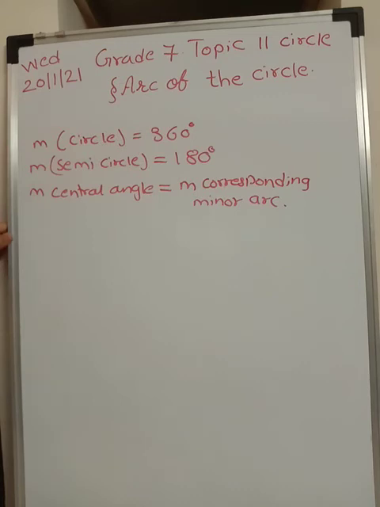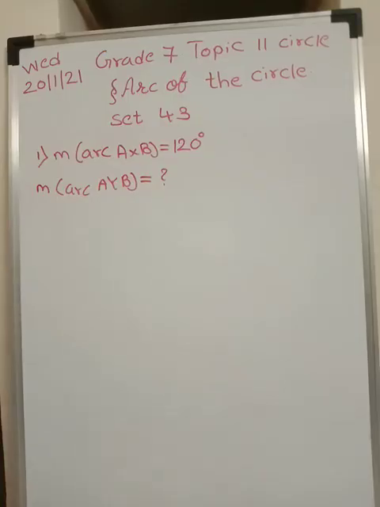Is this clear? Now I think with this information we will be able to solve practice set 43. So let's go for practice set 43. Now look at this first question. Choose the correct option. If arcs AXB and AYB are corresponding arcs, that means the two are going to complete the whole circle. Their endpoints are the same. And the measure of AXB is 120, then find the measure of AYB.